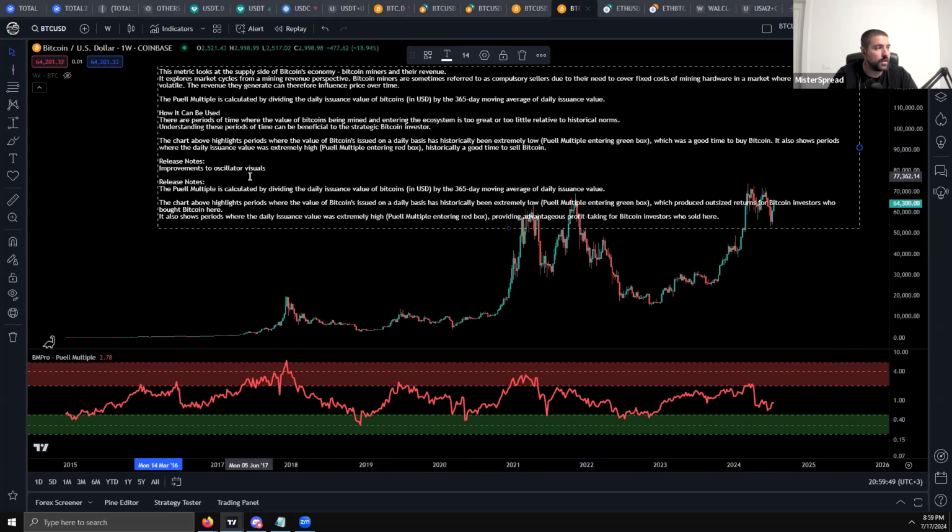It also shows periods where the daily issuance value was extremely high. So the Puell Multiple was entering the red box. Historically, a good time to sell Bitcoin.